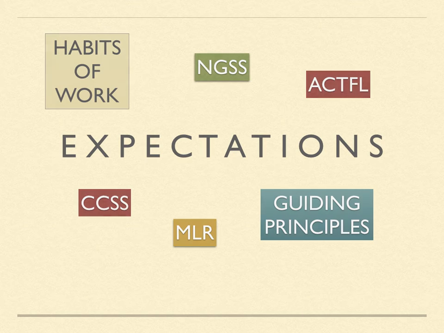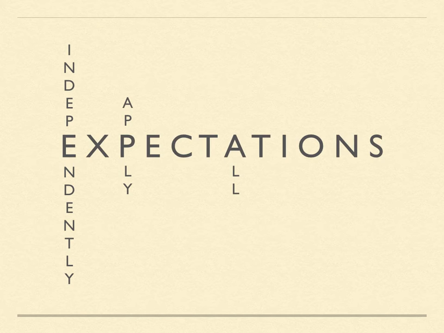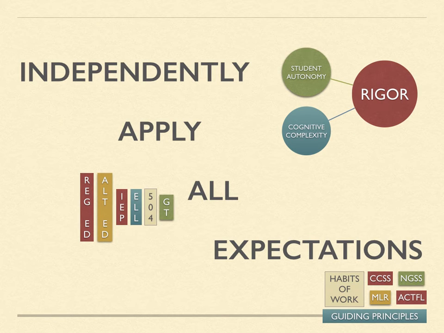So that's the four. You have independently, apply, all, expectations. So if you're going to say what is a definition of proficiency in very simple terms, I would say independently apply all expectations. A footnote here. This does not mean that all kids need to meet all standards and all performance indicators. That's not what this means.